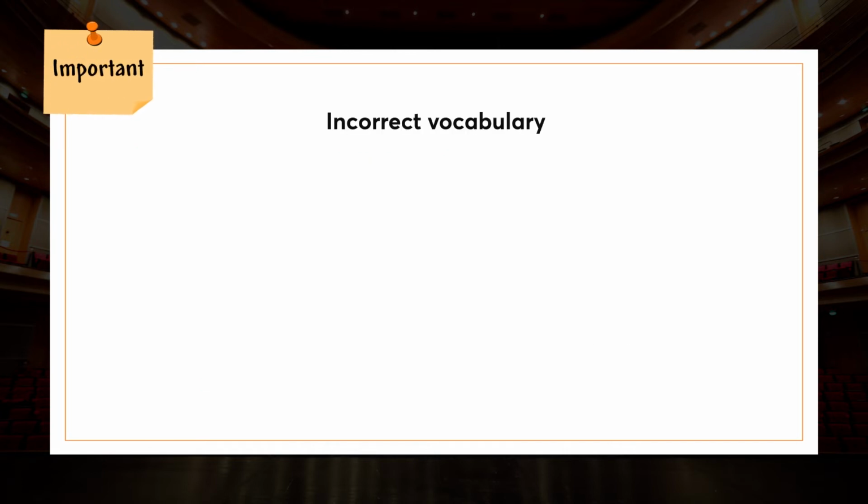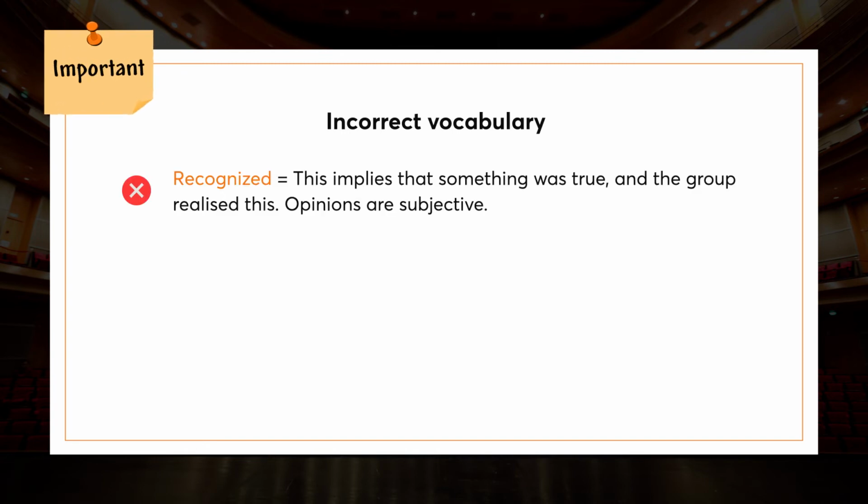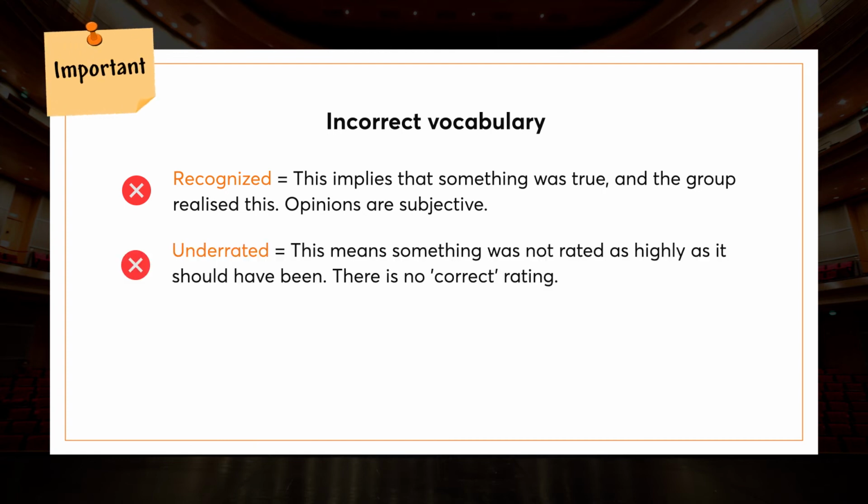Okay, we talked about some of that being incorrect, so some of that vocabulary was not really correct. And let's have a look why. These words here, and you can see this is why it is wrong. If you recognize something, it implies that something was true, and then the group realized this, but it wasn't. There is no fact here, it's just an opinion.